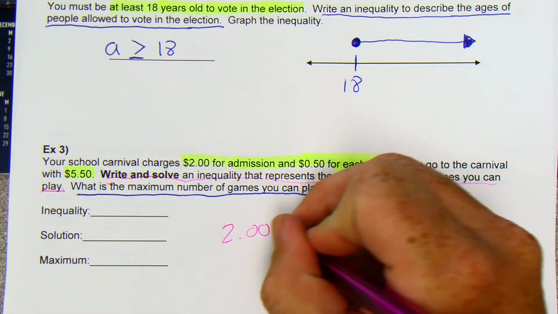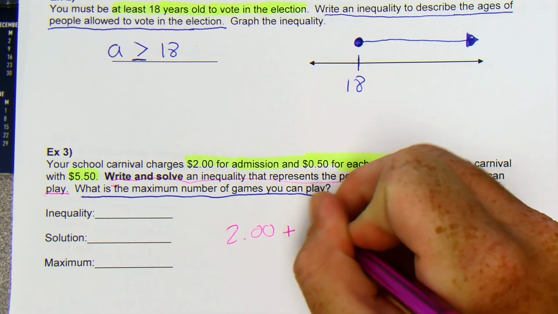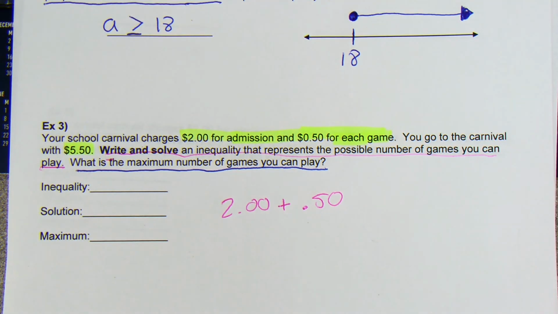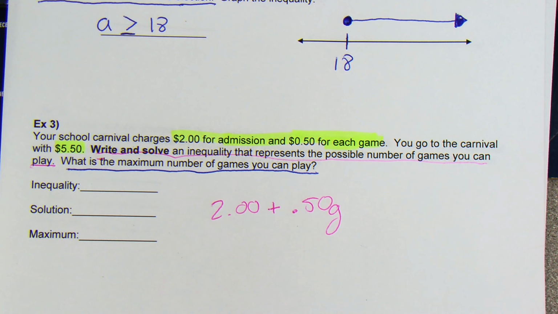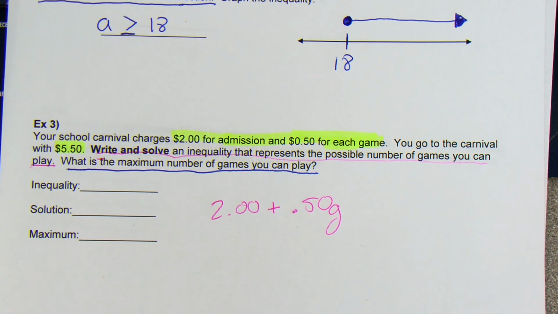So we have $2 plus 0.50 for each game we play. We don't know how many games we're going to play, because we're trying to figure out the maximum number of games we can play. When we don't know what a number is, we use a variable. So I'm going to use G as my variable. It's $2 plus 0.5G, and we cannot go over $5.50. We can spend $5.50, but we cannot go over that.